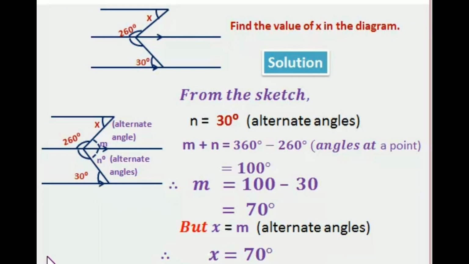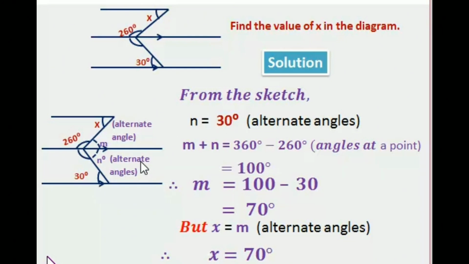Now, I want to treat this question with another method, in case you didn't understand the other method. Are you ready? Look at it. Don't be confused. Find the value of X in the diagram. Look at X here. From the sketch, N is equal to 30 degrees. Look at N here. It is alternate to this 30 here. So N is also equal to 30 degrees.